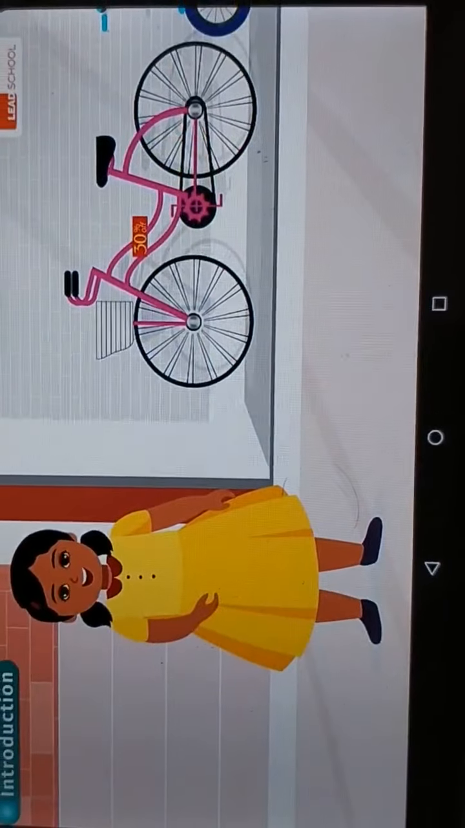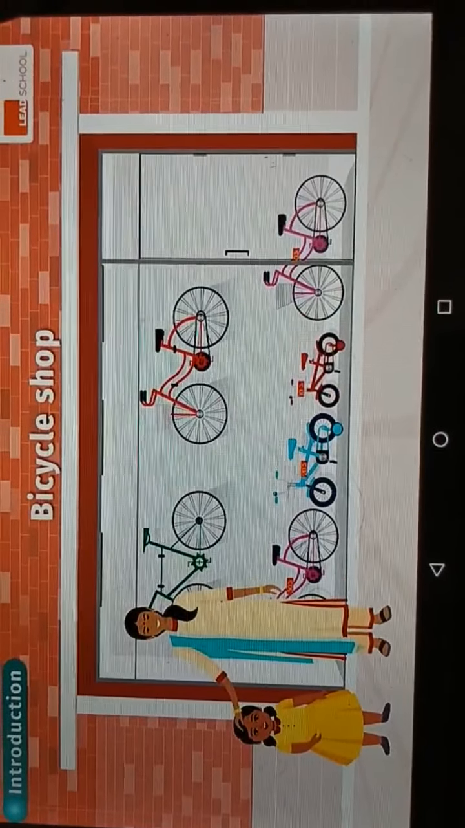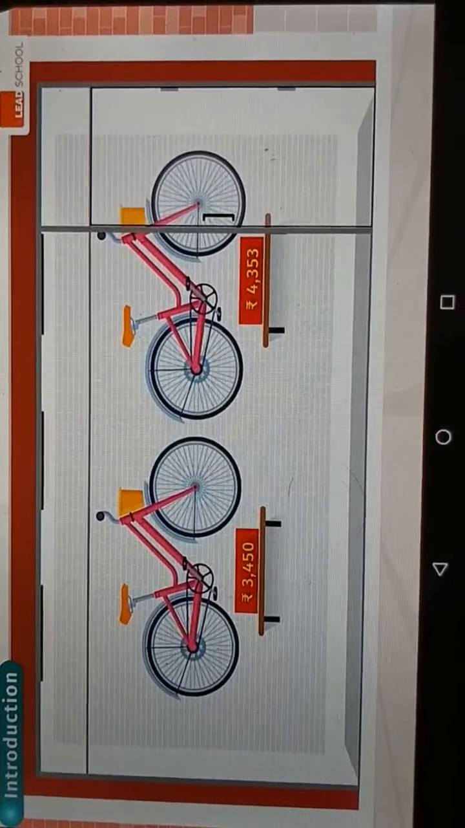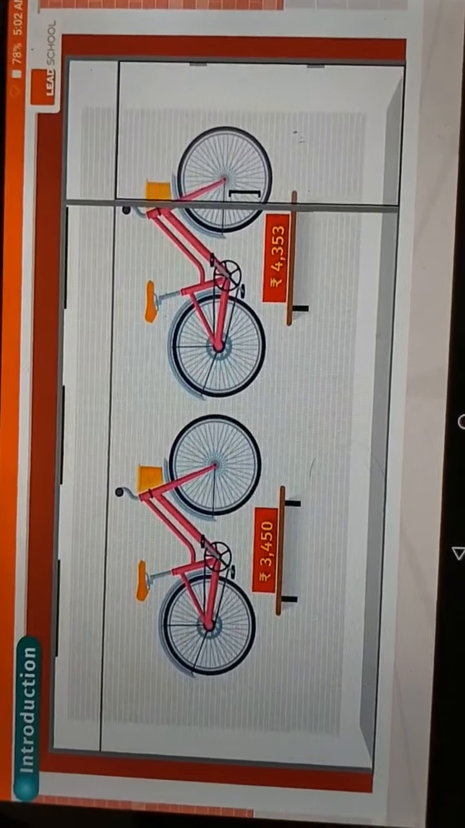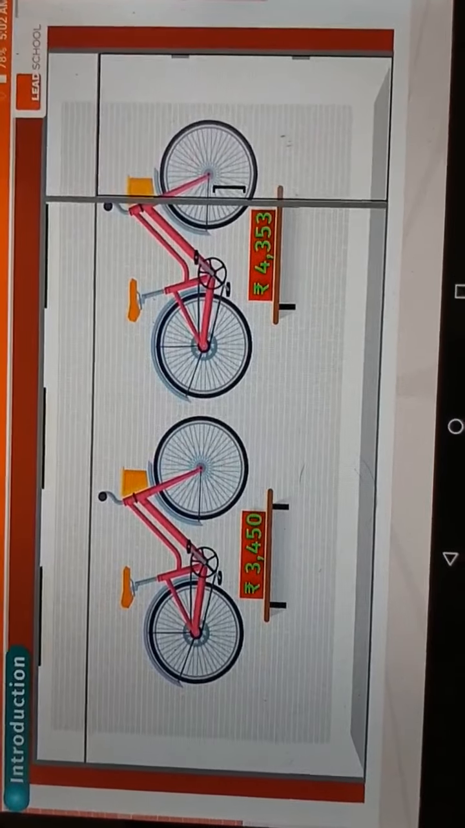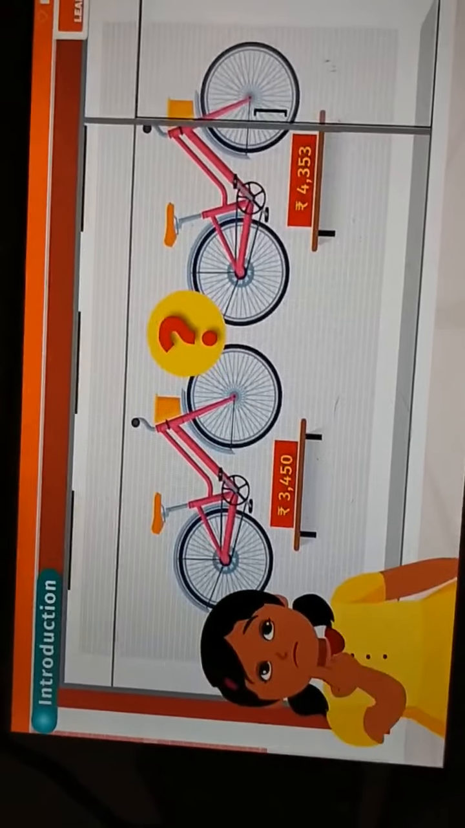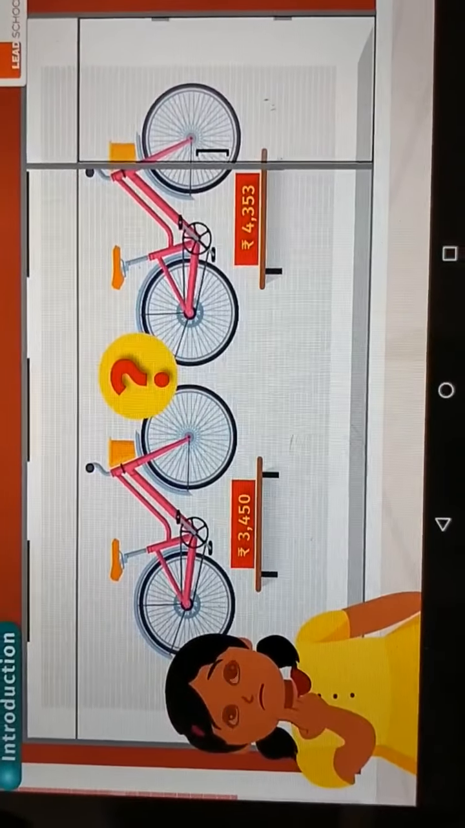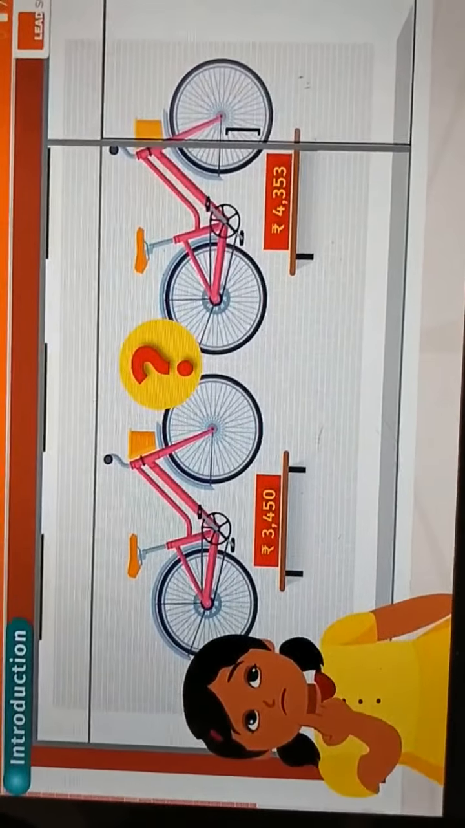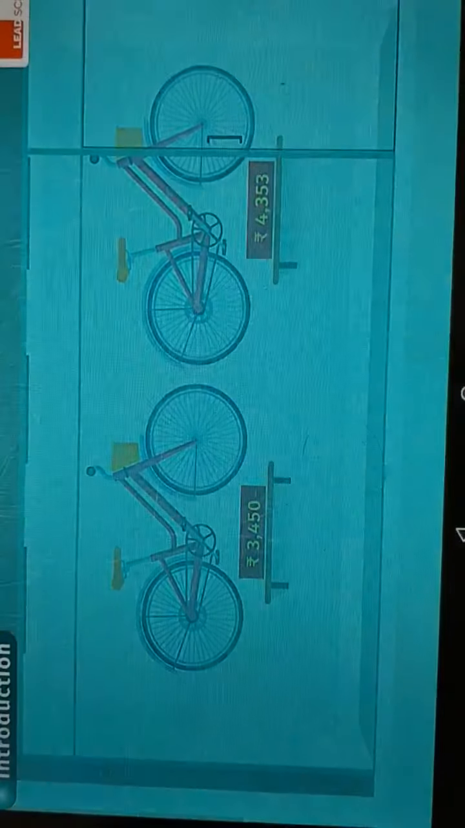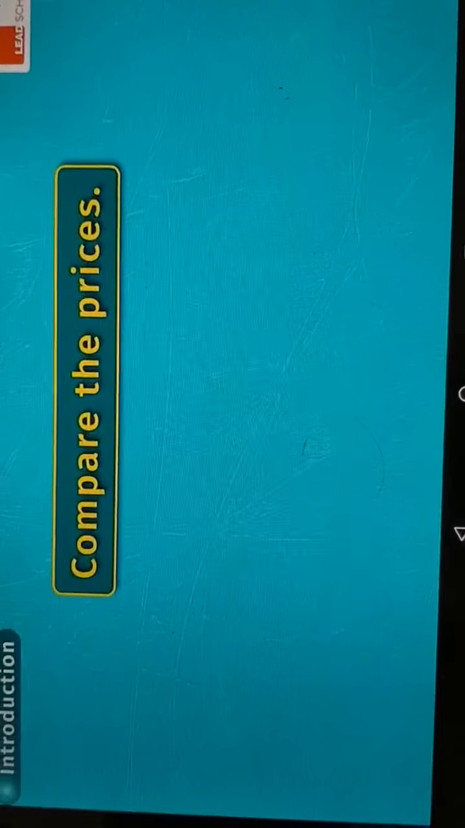It is an exciting day for Sana. Her mother is buying her a new bicycle. At one of the stores, Sana finds two very similar bicycles, but both are being sold at different prices. Which bicycle should Sana buy? Yes, the one that is cheaper. But how will Sana know which one is cheaper? Let's help her compare the prices.